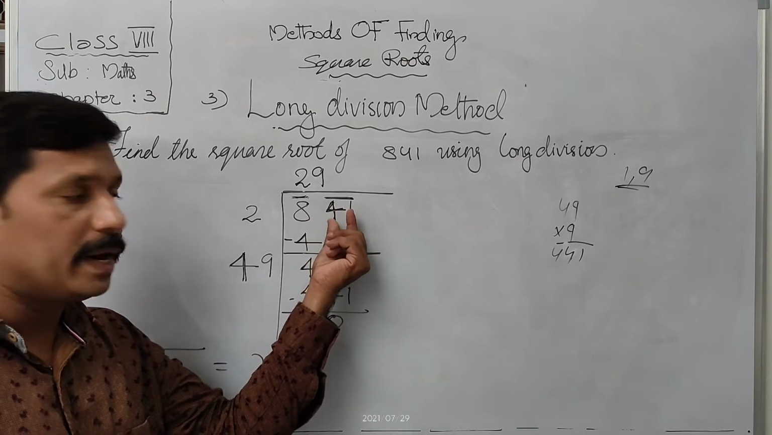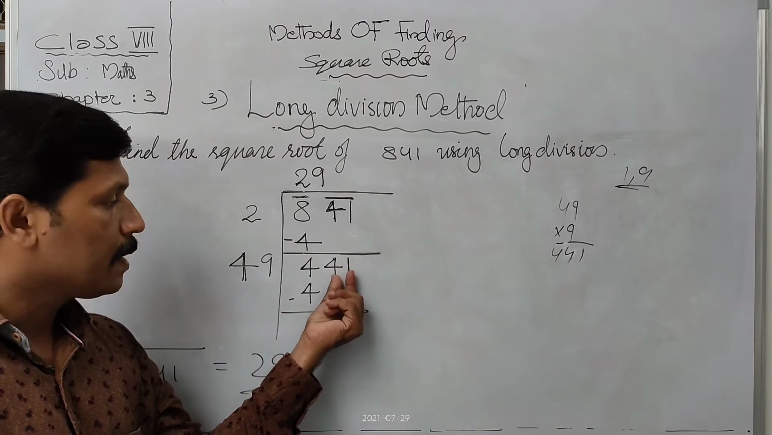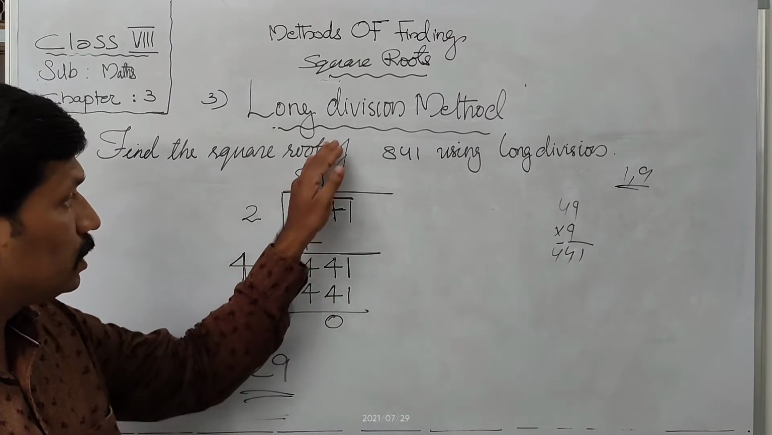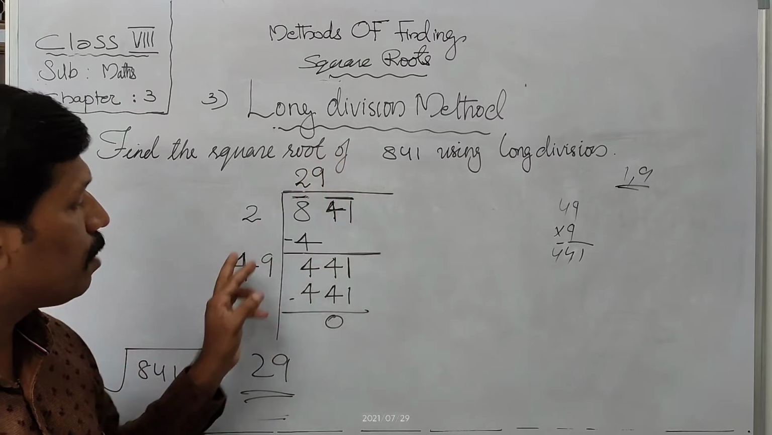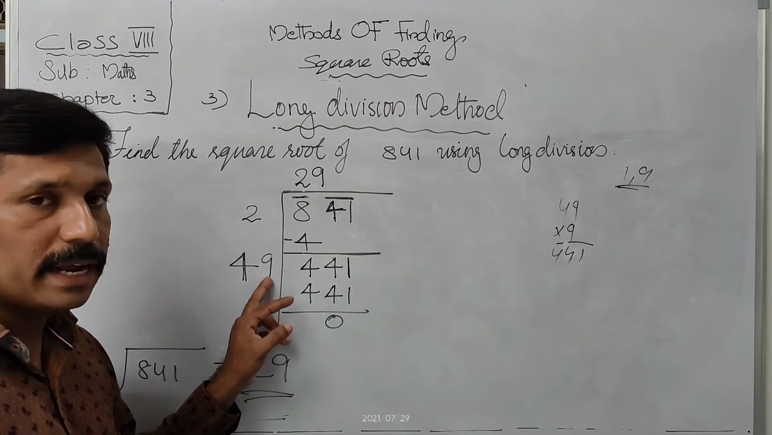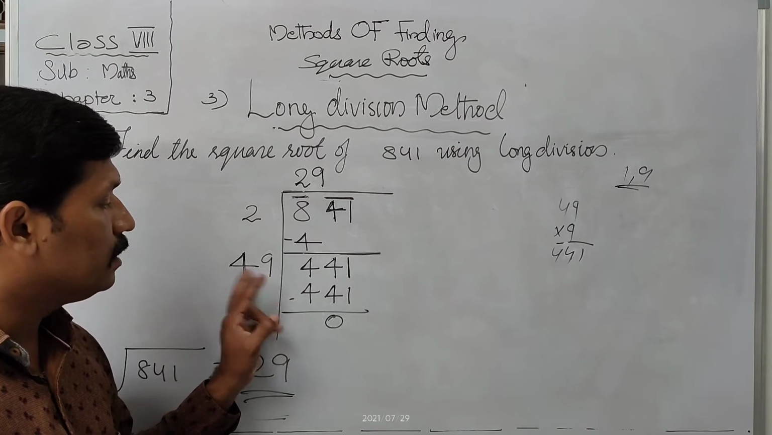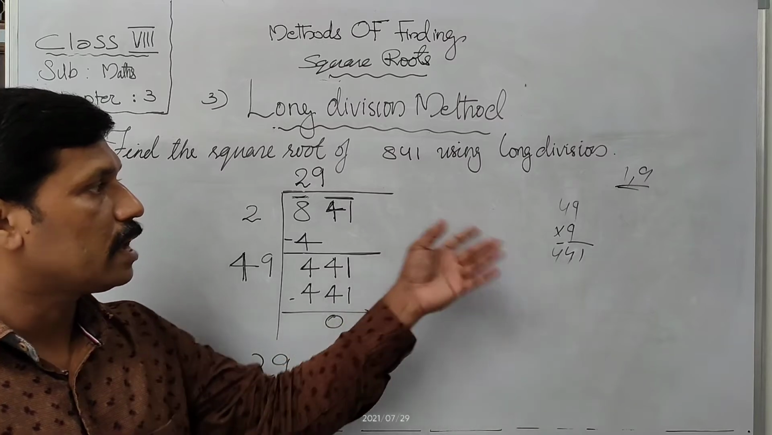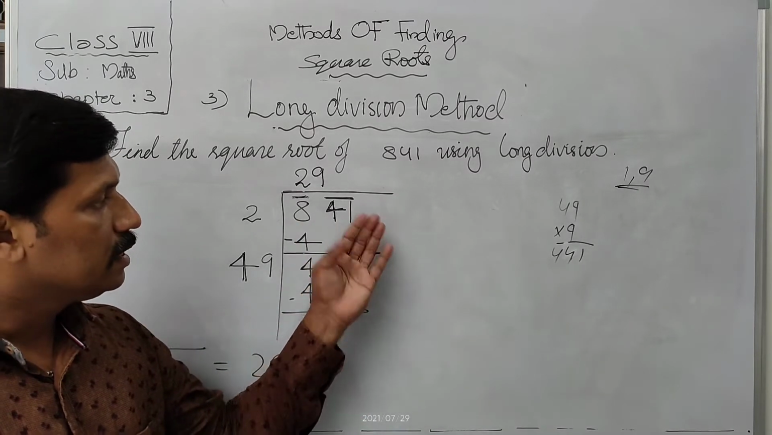Then next step we bring down the next group here, and then we got 441. And afterwards we take the double of the quotient. In the quotient part there is 2 only, that 2 double is 4. That 4 we have written here. Then we want to find out a number, a digit here. When we multiply this number by that digit, then it will be equal to this number. Which digit is that?